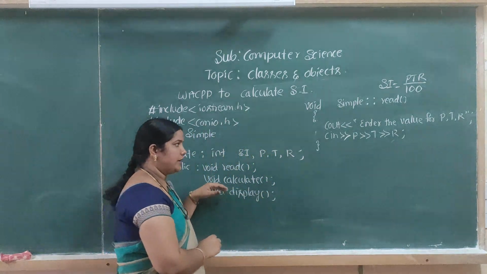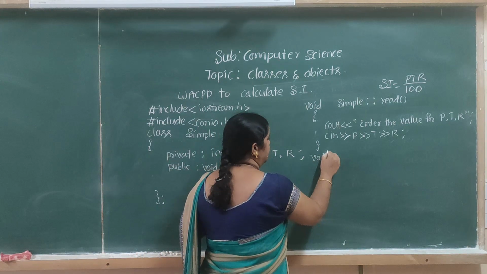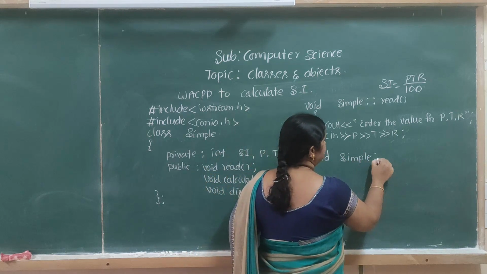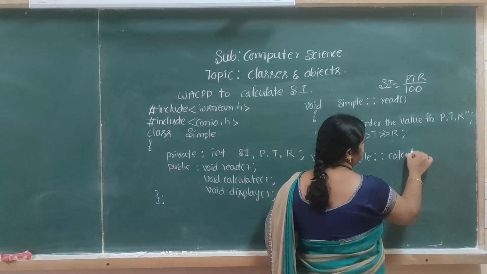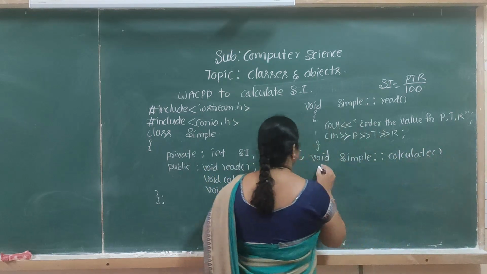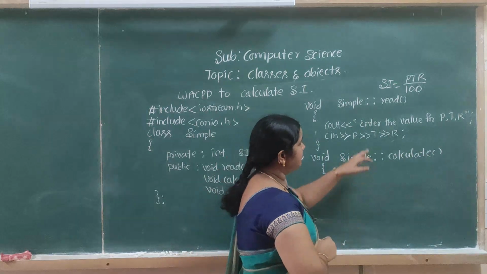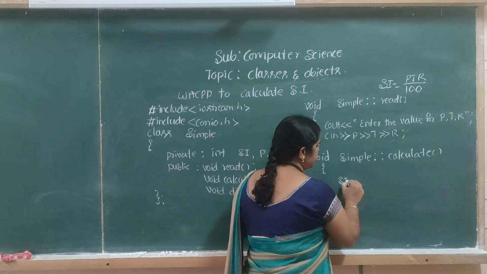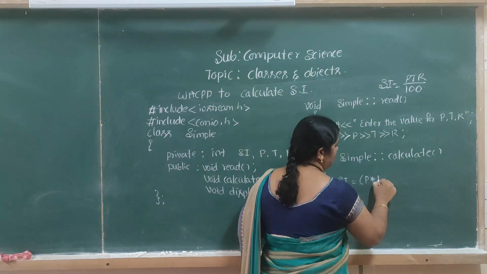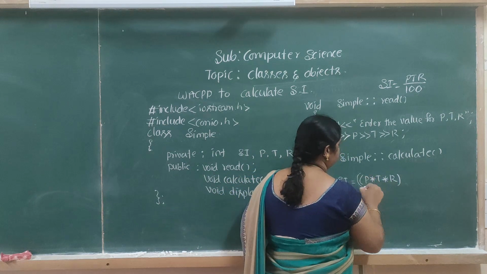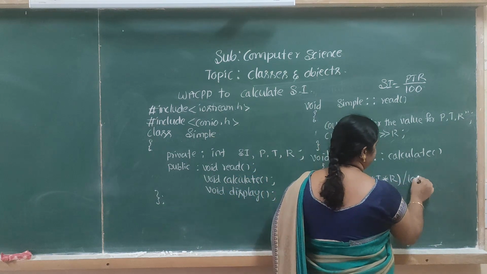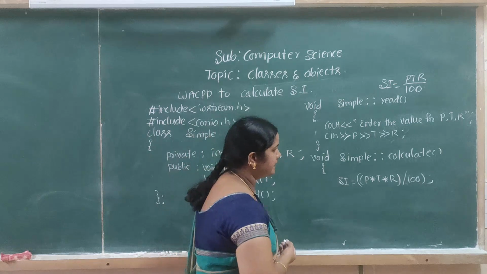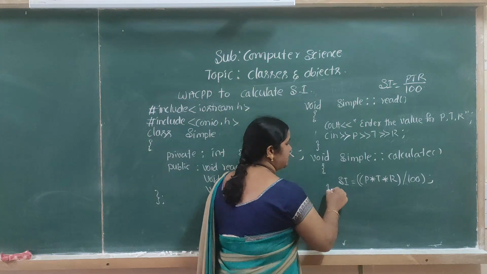Next member function is calculate. It has the data type void, the class name simple, the scope resolution operator, and calculate. Next, the opening brace. The equation is SI equals P into T into R divided by 100. This is the equation for calculating the simple interest, and then the closing brace.